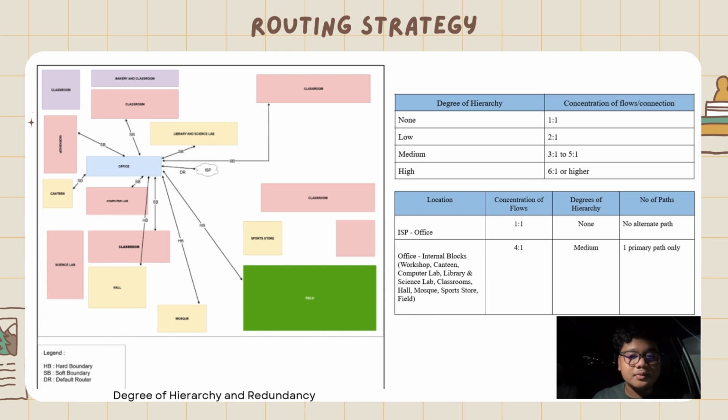the internal blocks, which are workshop, canteen, computer lab, library, science lab, classroom, hall, mosque and sports store, including field, show a 4:1 ratio with a medium hierarchy and one primary path, ensuring a balanced load. The degree of redundancy diagram illustrates multiple connection paths for critical areas like classrooms and labs, enhancing fault tolerance and minimizing downtime. This strategy is meticulously crafted to support the school's high traffic demands, ensuring efficient data delivery and network stability.